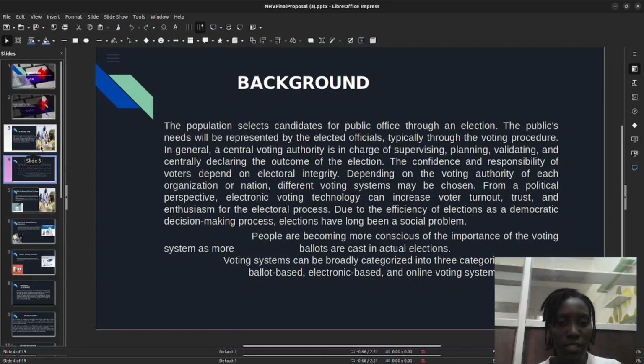So the voting systems can be broadly categorized in three categories. We have the ballot-based voting system, we have the electronic-based, and then we have the online voting systems, which we'll be focusing on.